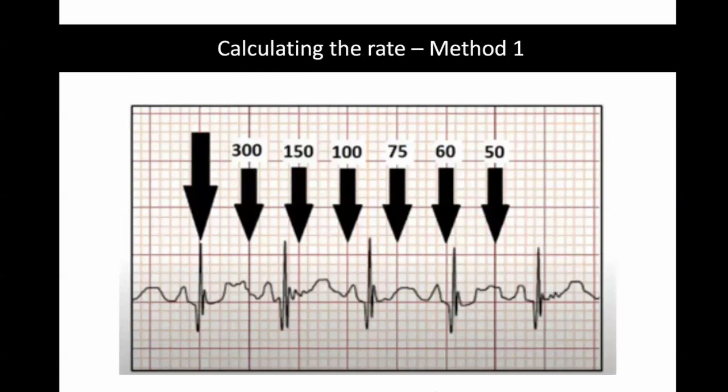The first one is calculating the rate, and this is the estimation method or the count-off method. If you presume a QRS complex falls on a thick line, you can then start to count downwards or backwards from 300. So you go 300, 150, 100, 75, 60, 50, until where you see the next QRS complex falls on a red line. This gives you a rough estimation of what the patient's heart rate is. This method, though, only works if the patient's rhythm is regular.